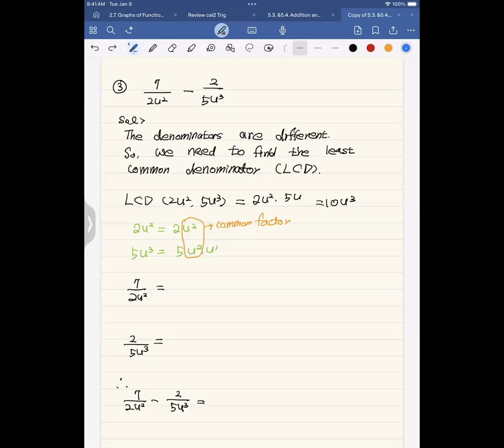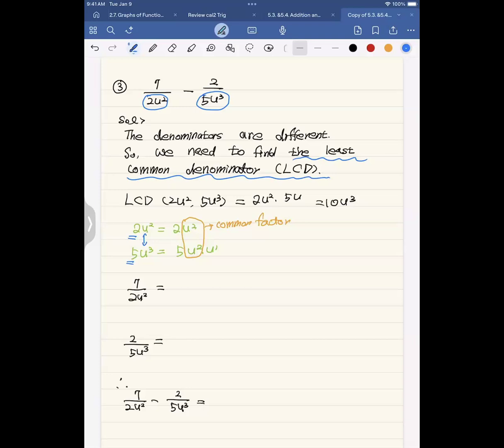In this problem, we have 7 over 2u squared minus 2 over 5u cubed. The two denominators are different, so we have to consider the least common denominator. To do that, we have to analyze the denominators. 2 and 5 are prime numbers, and u are the same base numbers.